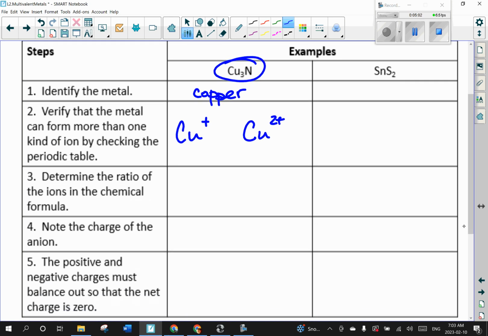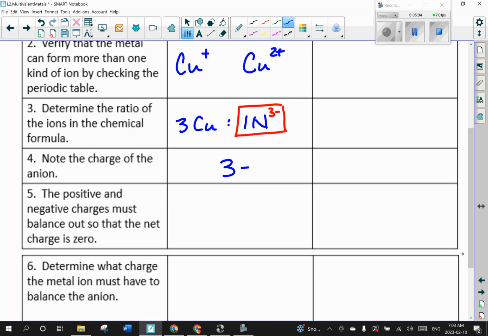Determine the ratio of ions in the chemical formula. Well, there's 3 coppers to 1 nitrogen. And nitrogen, if I look back on my Bible page of the periodic table, nitrogen can only have a 3 negative charge. That's the only option. So I have to base my math on that fact. There's one of the nitrogens, and nitrogen can only have a 3 negative charge. So note the charge of the anion. I did that. The positive and the negative charges must balance out.